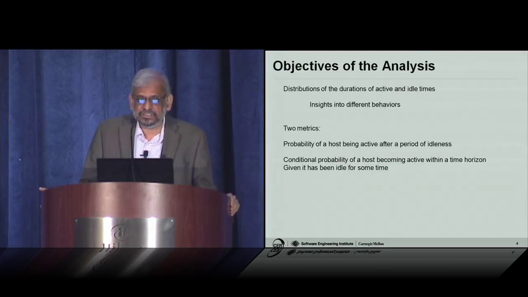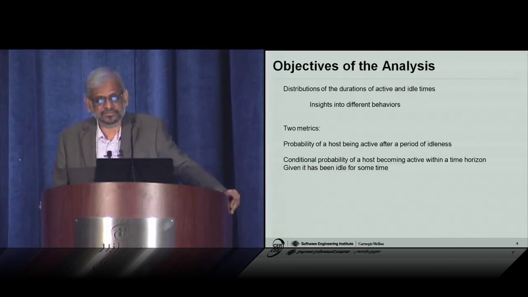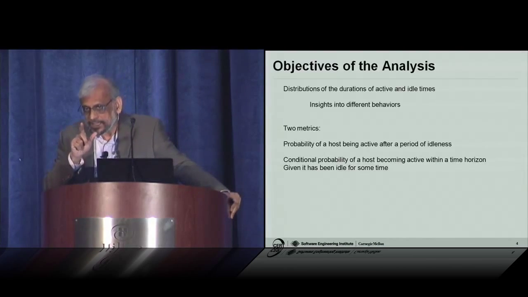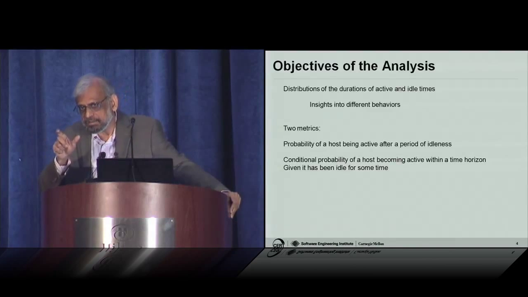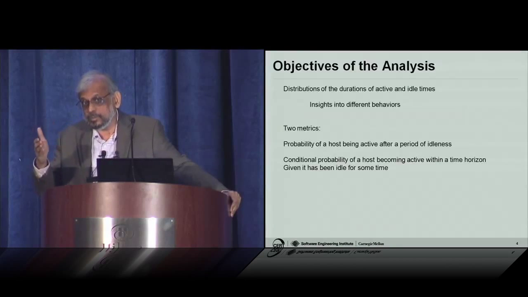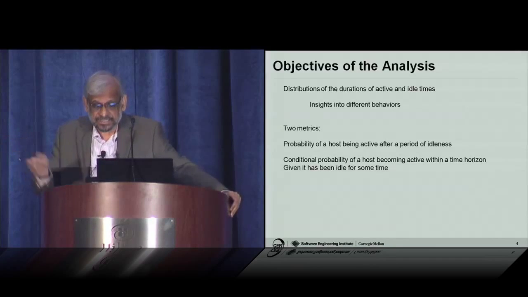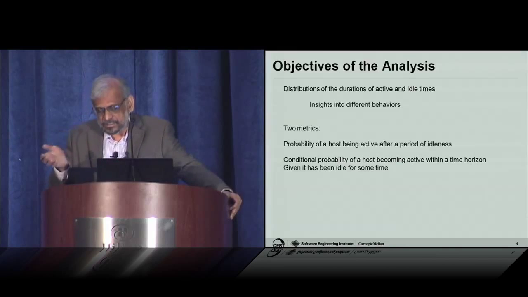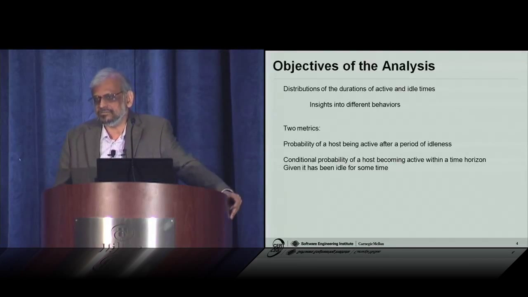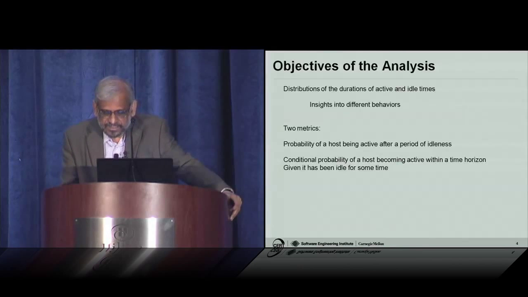Another metric is the conditional probability of a host being active within a time horizon, given that we have seen that it has been idle for a certain length of time. So it's conditional on it being idle for some time, and then we want to know whether it'll ever come up again, will we ever see it again. This is actually, in reliability theory, what's called the conditional survivability function. So there are parallels, and a lot of work has been done in reliability theory using these two metrics. What I'm doing here is simply applying those metrics to looking at activity and idle times.